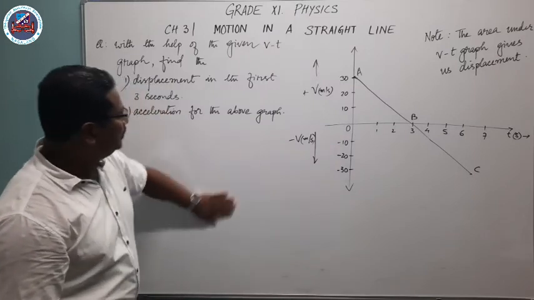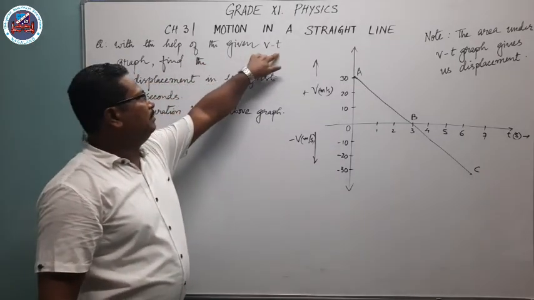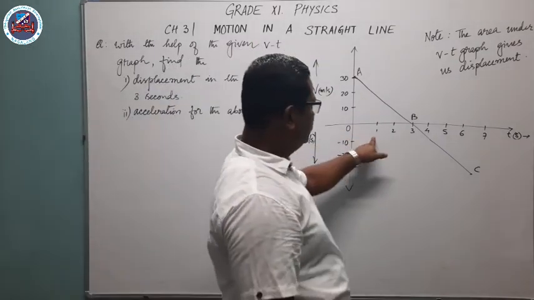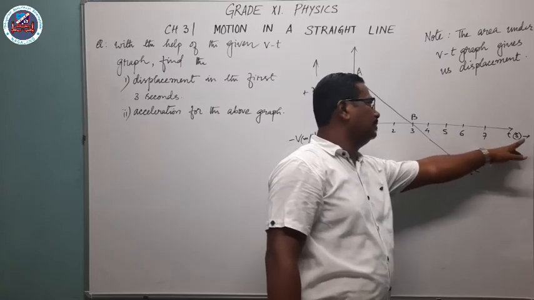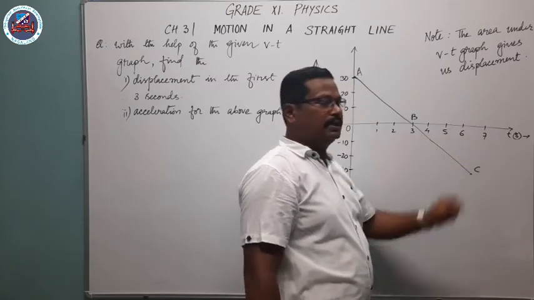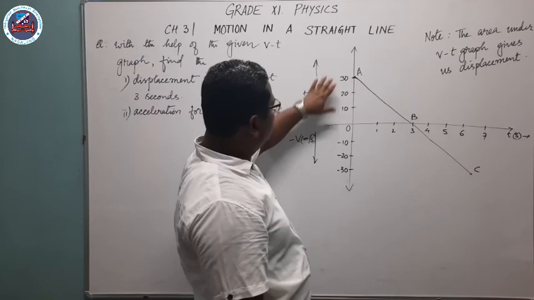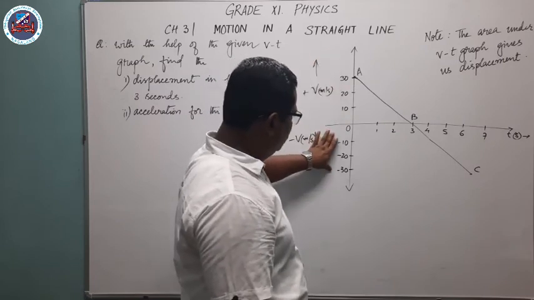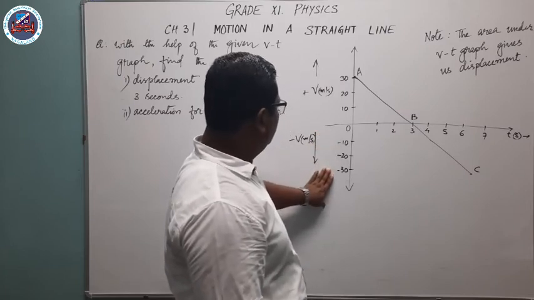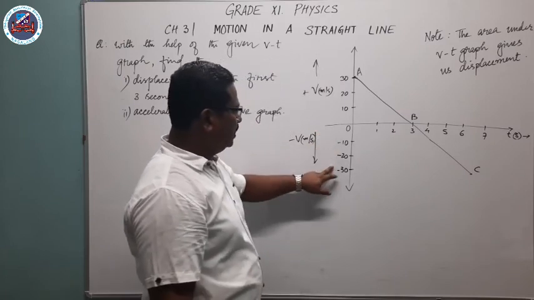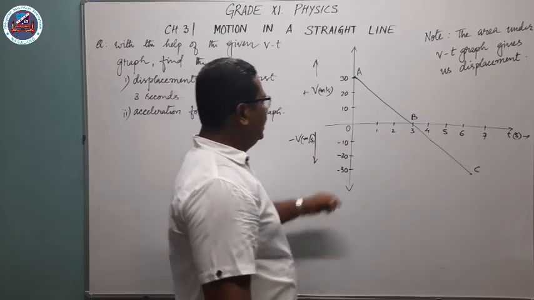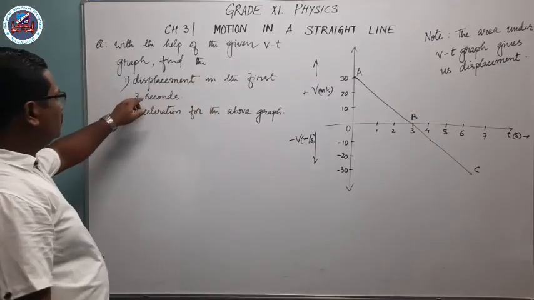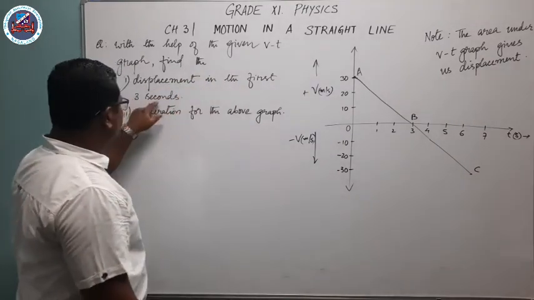I have selected one question, you can see on the board. Here one velocity time graph is given to you. This x-axis represents the time axis in seconds, 1, 2, 3, 4, 5, 6, 7 and so on. On the y-axis, positive velocity is 10, 20, 30 up above, and below, negative velocity is minus 10, minus 20, minus 30 and so on downside. And this is a curve, suppose ABC, is given to you. From here you have to find out the displacement in the first 3 seconds.